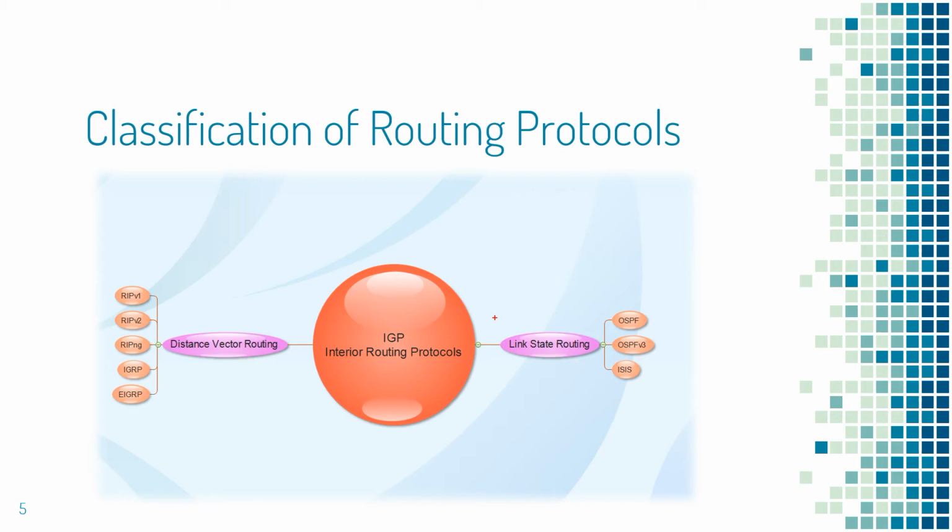The IGP is commonly used within the enterprise, data center, or service provider environments. The IGP is further classified into two: Link State Routing Protocol and Distance Vector Routing Protocol. The OSPF and IS-IS fall under the Link State Routing Protocol. RIP version 1, RIP version 2, RIPng, IGRP, and EIGRP fall under the Distance Vector Routing Protocol.